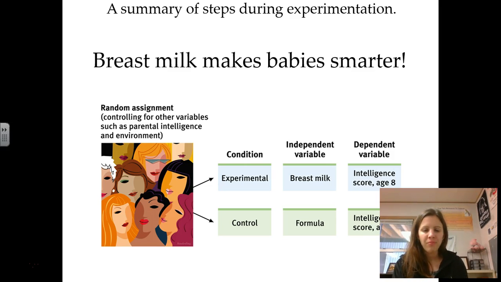So here's just an example, something in the news a lot today: which is better, breast milk or bottle feeding, or is there a difference? And so if we really wanted to tell the difference, we'd have to set up an experiment. First, randomly assigning mothers to two different groups, breastfeeding or bottle feeding. The experimental condition, those would be the babies that get the breast milk. The control group would be the babies that get formula. And then the dependent variable, we would measure their intelligence score at age 8. And that could tell us which is better. Now again, that's 8 years of a lot of confounding variables, but that would be the steps of an experiment.